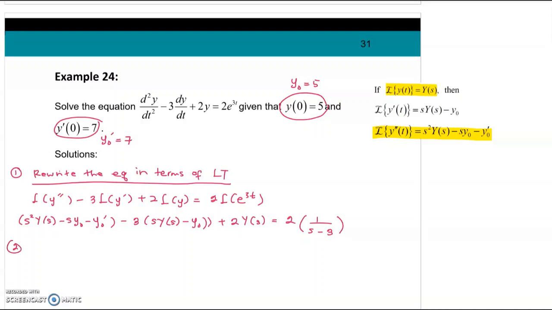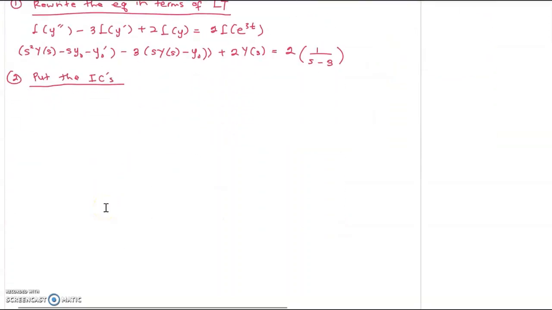Step number 2, insert or put in the initial conditions. We have y naught and y naught prime. So we have here s squared ys minus s y naught. So y naught is 5. So we actually have the 5s here.